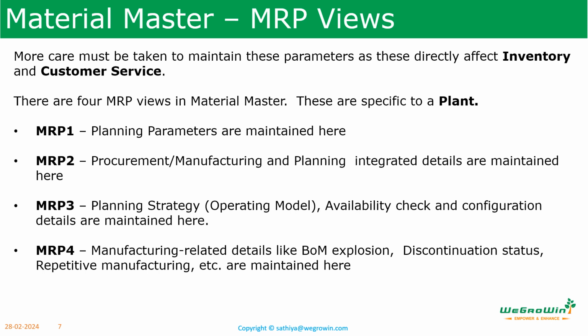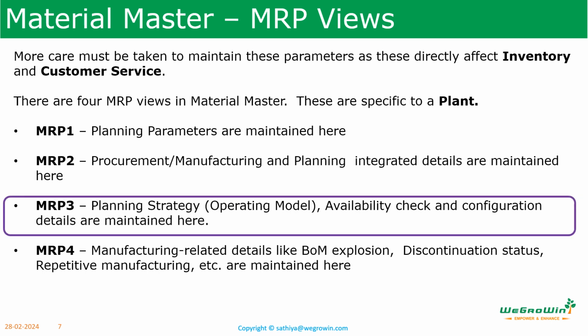MRP1 view contains planning parameters. MRP2 view contains procurement, manufacturing and planning integrated details. MRP3 view contains planning strategy, that is operating model, availability check, and product configuration details. MRP4 contains manufacturing related details like BOM explosion, discontinuation status, production version details, repetitive manufacturing, etc. In this session, we will discuss in detail the parameters in the MRP3 view.